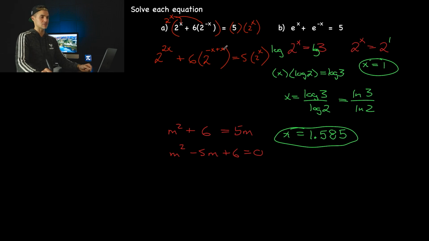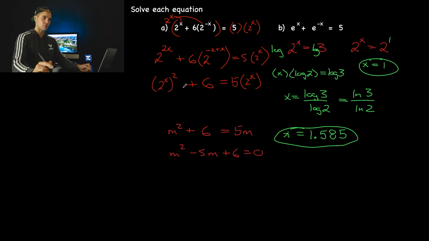Right? Those are going to net out to 0. So here you'd have 2 to the power 0, which is just going to be 1. So you're going to be left with 6 here. This is going to be 5 to the power 2x. And then over here, you can rewrite this as 2 to the power of x squared.